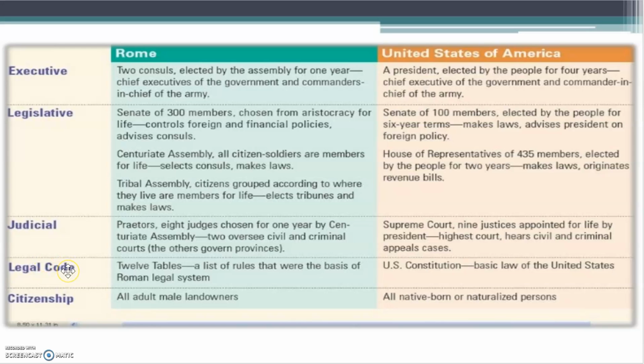They had a legal code, which is basically just a constitution. Their constitution was called the 12 Tables. Ours is called the Constitution. And as far as citizenship goes, all adult male landowners could participate in government. That obviously changed when the plebeians got more power. And for us, all citizens can participate in the government. So a lot of similarities there.